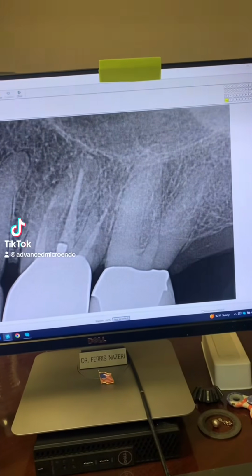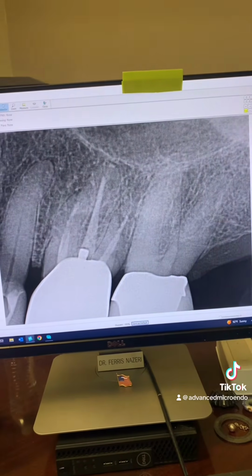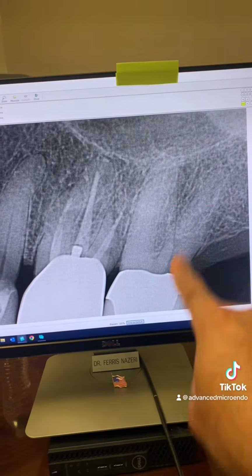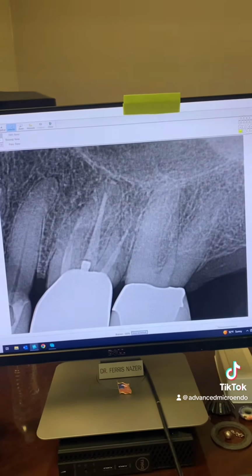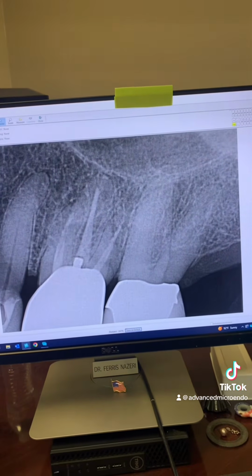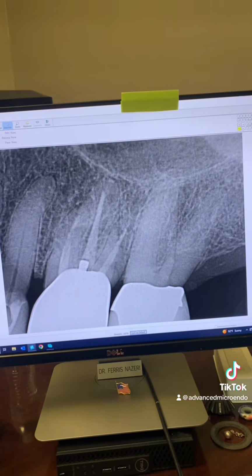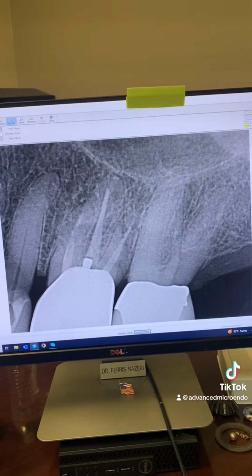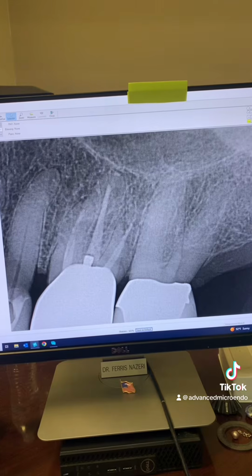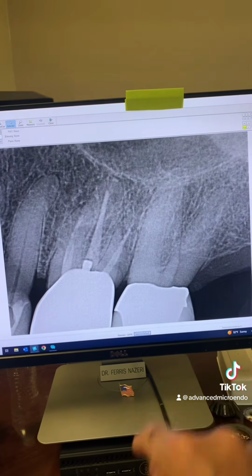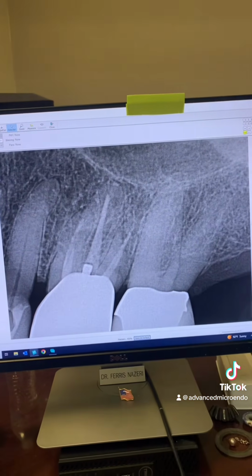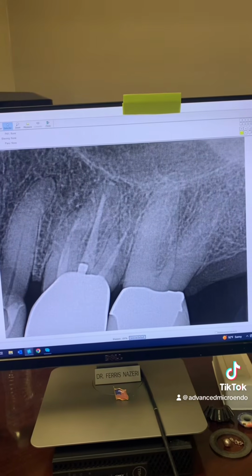Again, another case here for you guys. This patient was referred to me for endodontic treatment of tooth number 15. Patient says a few days ago he started to have a toothache and went and saw his dentist, and his dentist cold tested tooth number 15 and told him that this was a dead tooth and it needed a root canal.